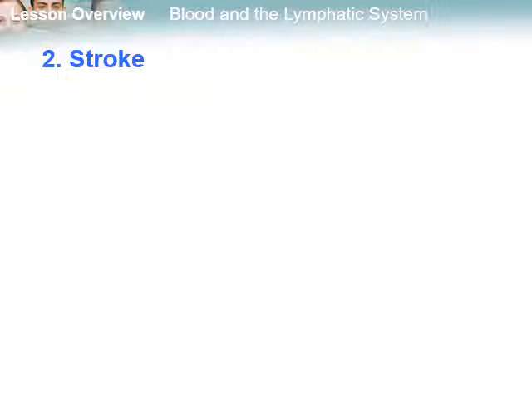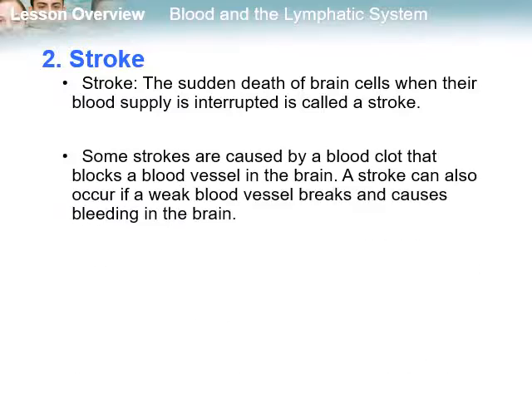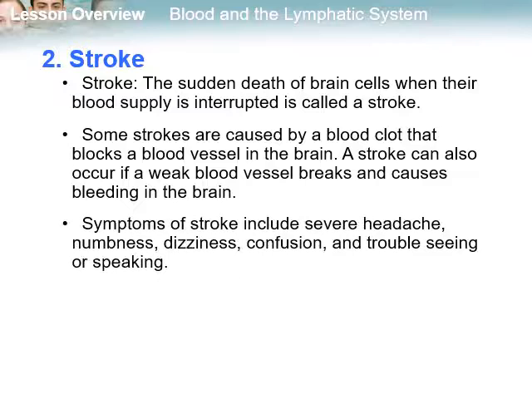Now, let's turn our attention to the second major problem of the circulatory system. That is stroke. What is a stroke? Stroke is the sudden death of brain cells when their blood supply is interrupted. Some strokes are caused by a blood clot that blocks a blood vessel in the brain. A stroke can also occur if a weak blood vessel breaks and causes bleeding in the brain.